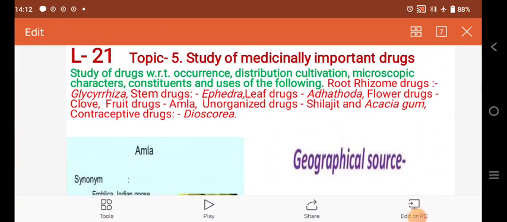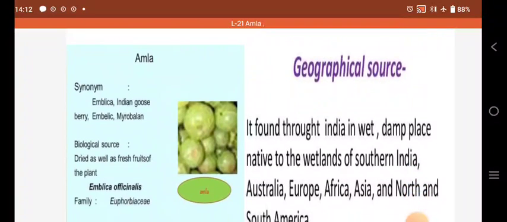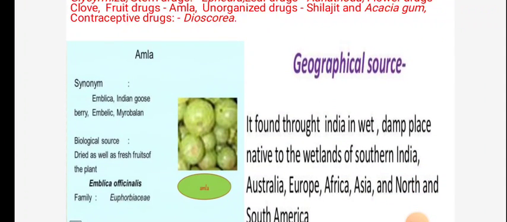Our next drug plant is the amla fruit, right? Under fruit drug it is considered. So you know amla. In Marathi it is called avla, right? This is a good photograph of this amla fruit. It is used in fresh condition and also in the dry condition.